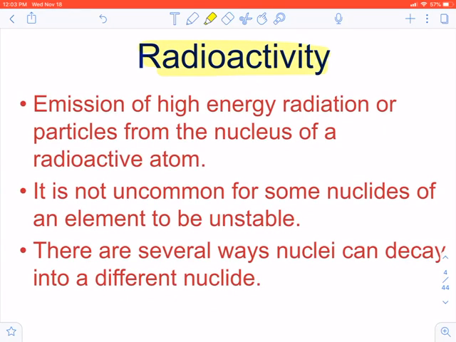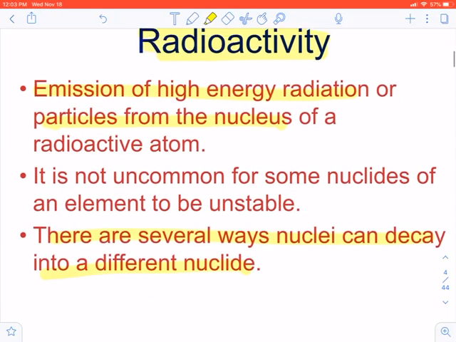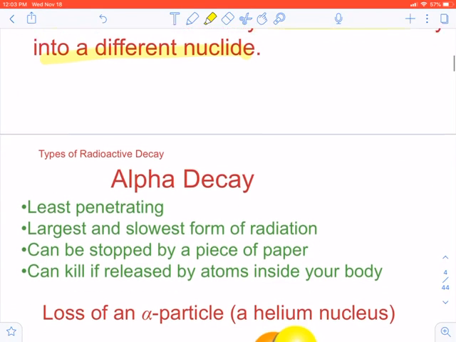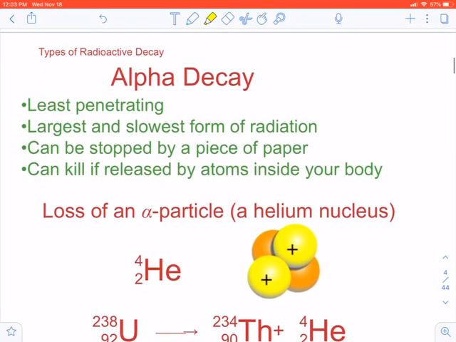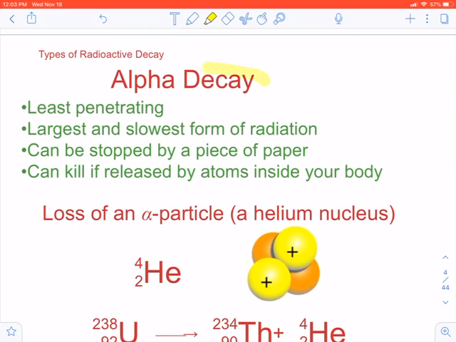All right, so what is the word radioactivity? Well, radioactivity means there's an emission of high energy radiation or particles from the nucleus. There are several ways that these nuclei can decay from different nuclides, and we're going to talk about those right now. The first one is called alpha decay. It is the first radiation that you have to know, and you're going to have to know three of them, but this is the first one.